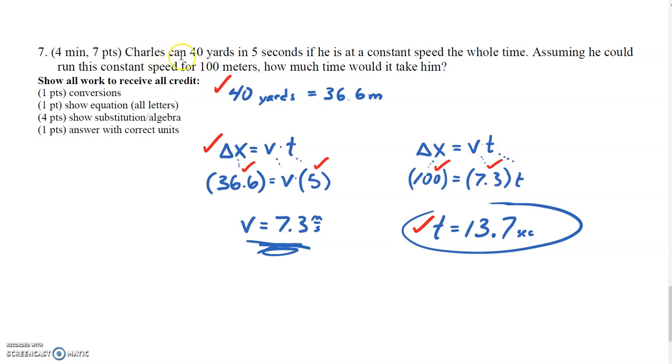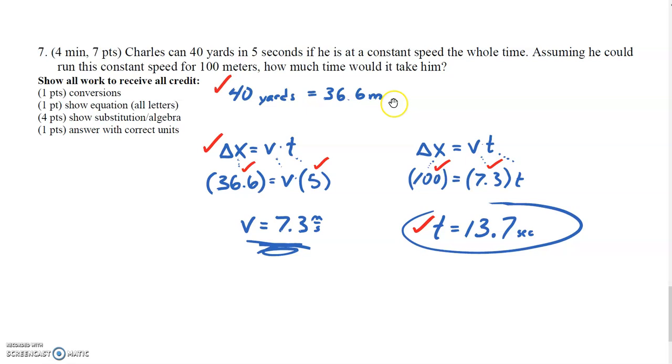In this problem, we have a person running 40 yards in 5 seconds at a constant speed. Assuming they could run that same constant speed, but instead for 100, how much time would it take? You could set up a proportion with this to solve for it, but I would like to, again, use the rubric that it has here.